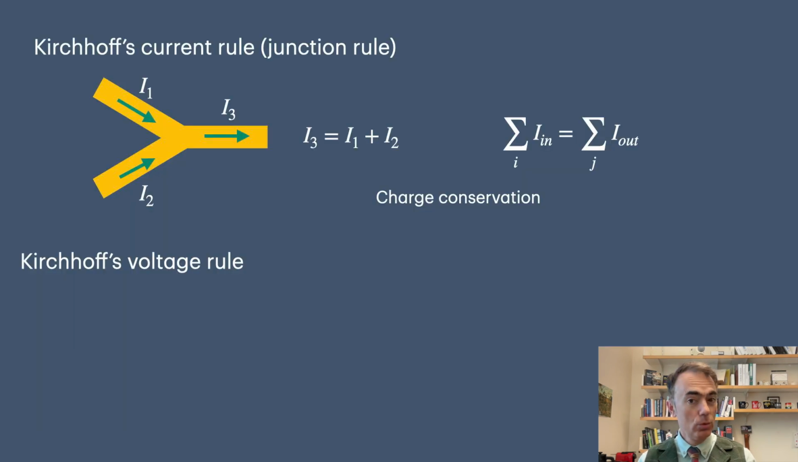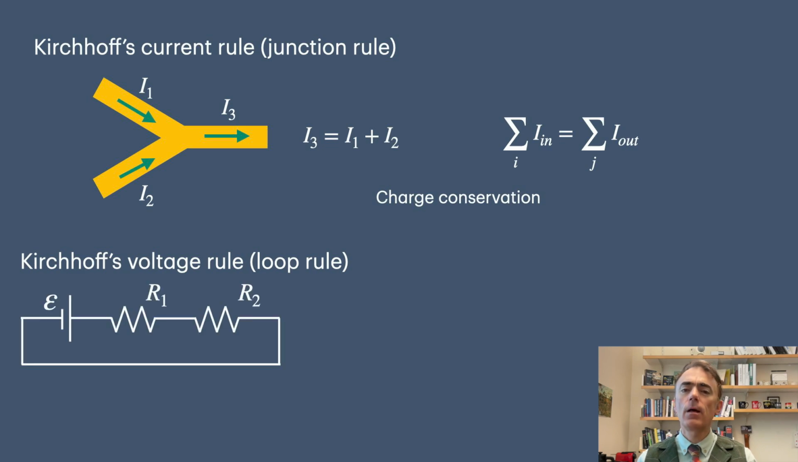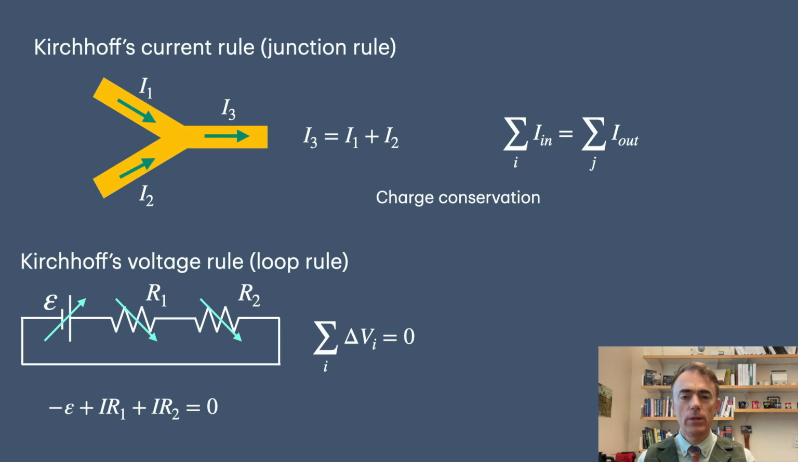Kirchhoff's voltage rule, also known as the loop rule, states that the sum of the electric potential differences, the voltage, around any closed loop or circuit is equal to zero. Mathematically, this can be expressed as the sum of V sub i is equal to zero. A loop is any closed path in a circuit, and this rule is derived from the principle of energy conservation.